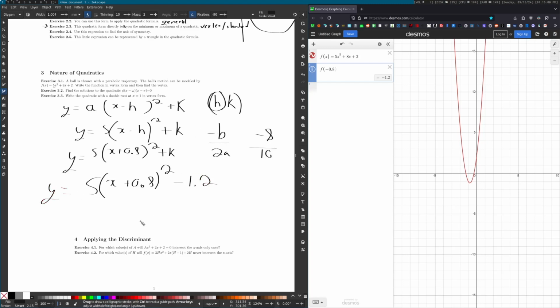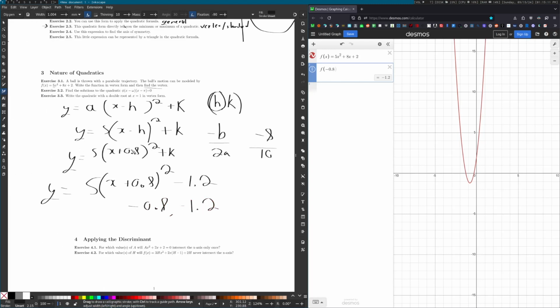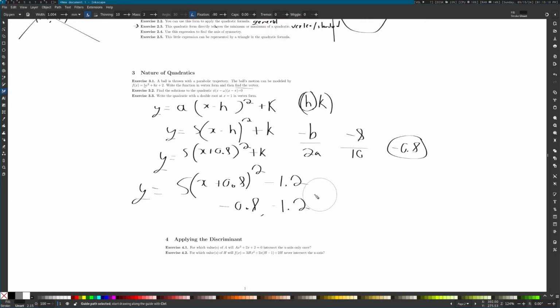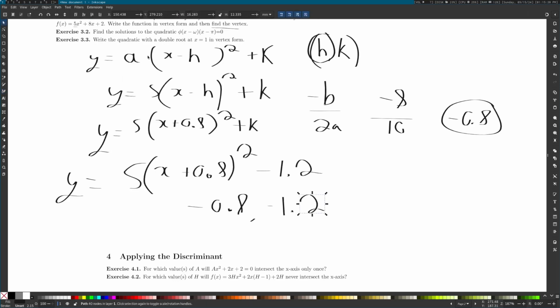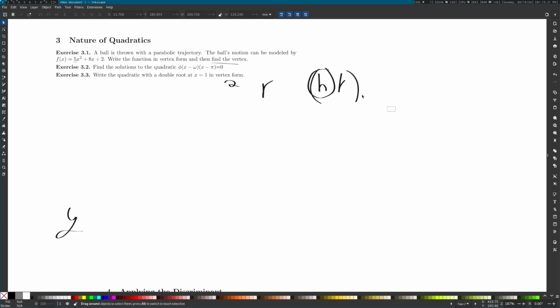And along the way, we did find the vertex, so let's just write that down to satisfy the problem. So negative 0.8, comma, negative 1.2. And in this context, since we're talking about a ball being thrown, we're going to assume that the negative just means that it was below the ground. That's strange, but that's what the problem's telling us.